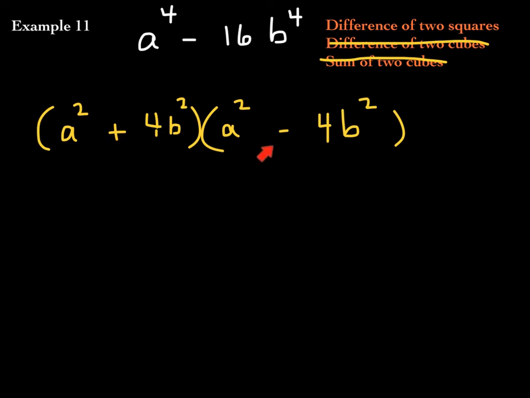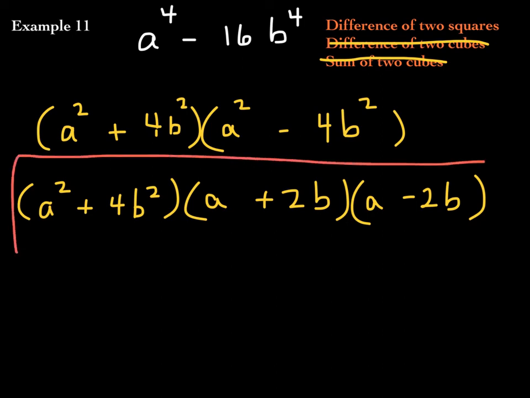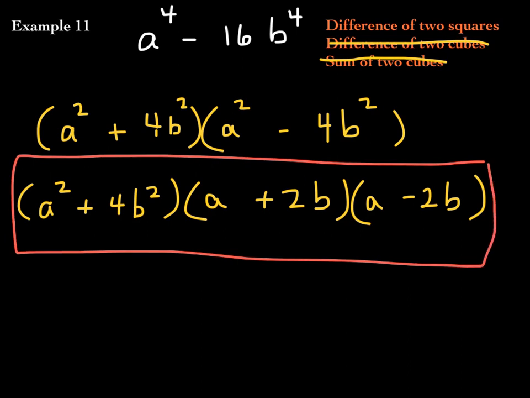This, however, is a difference of two squares, so that will factor further. Go ahead and copy down the first factor. And then let's factor this one as a difference of two squares again. Remember, plus and then minus. You would have to square a in order to get a squared. And you would have to square 2b in order to get 4b squared. So that's how that works there. And notice that you're completely done at this point. This is the complete factorization for this binomial. Pretty cool.